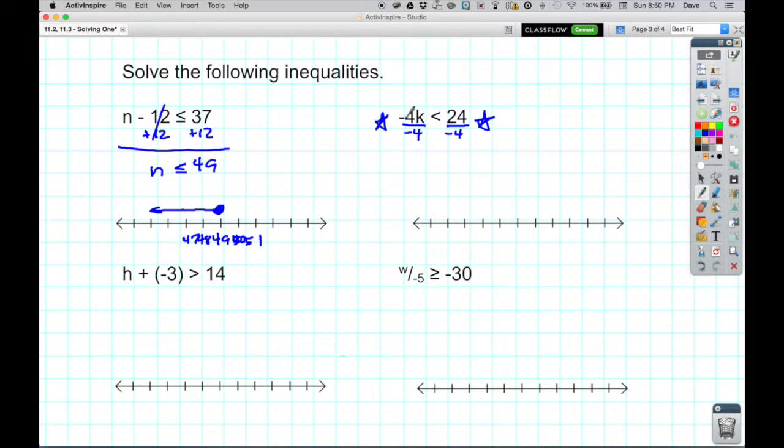And so when I make this move, k, all by itself now, it reminds me that because I just divided by a negative, I need to flip-flop the symbol. So k is now greater than negative 6.